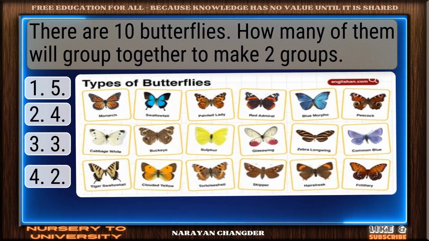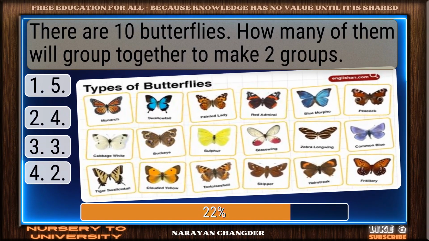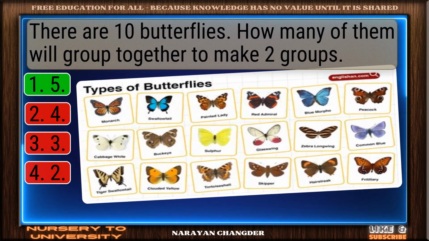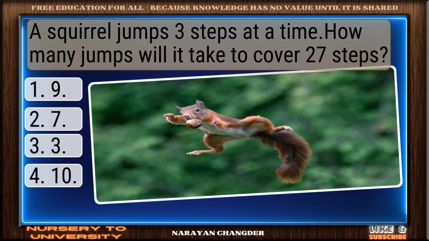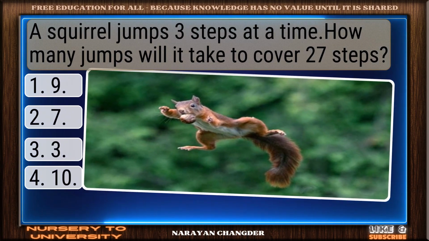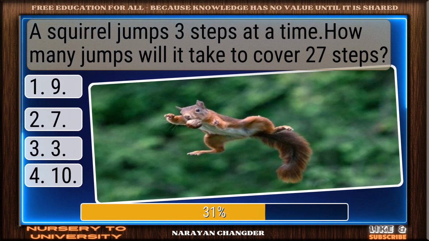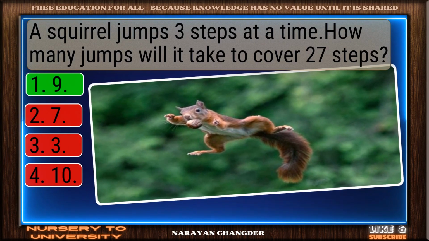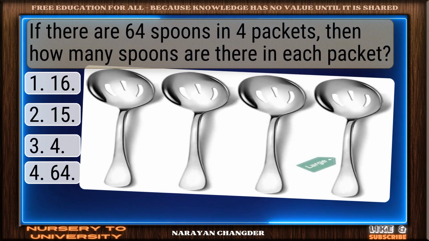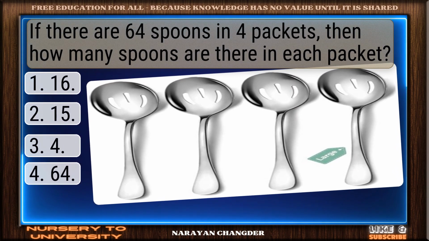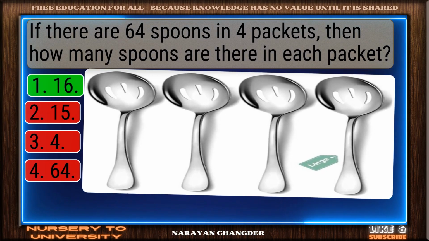There are 10 butterflies. How many of them will group together to make 2 groups? Smart pick. 5 is the correct choice. A squirrel jumps 3 steps at a time. How many jumps will it take to cover 27 steps? Excellent choice. 9 is the right answer. If there are 64 spoons in 4 packets, then how many spoons are there in each packet? Valid point. 16 is true.